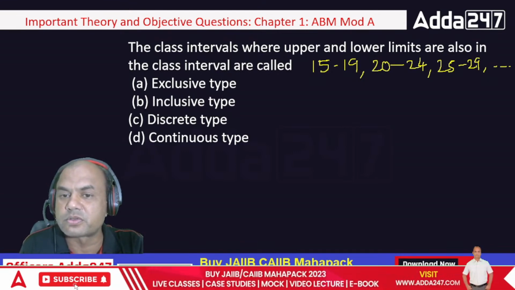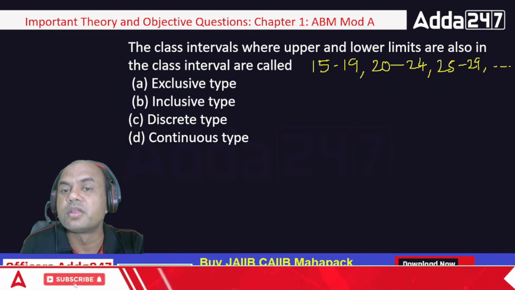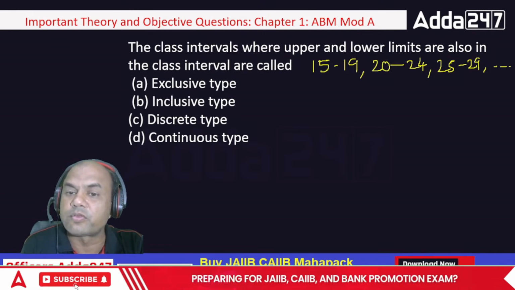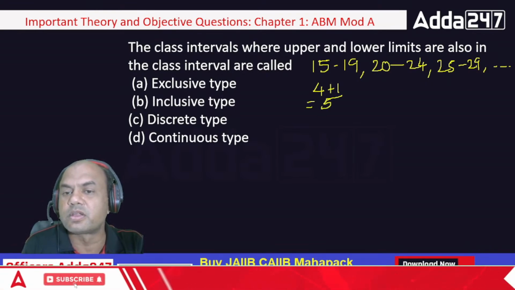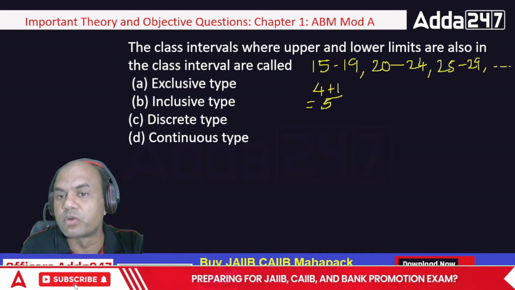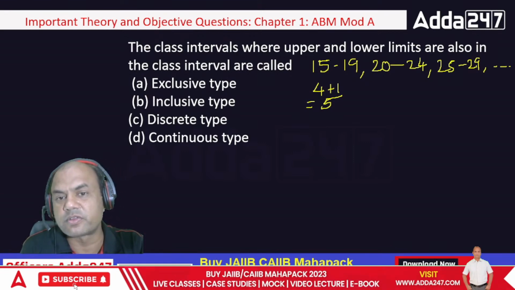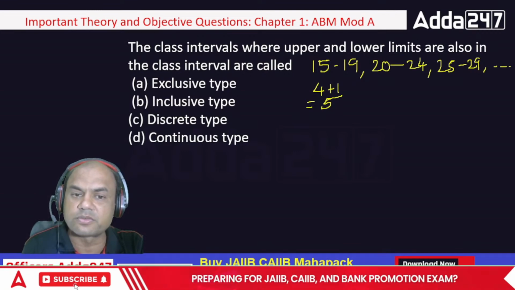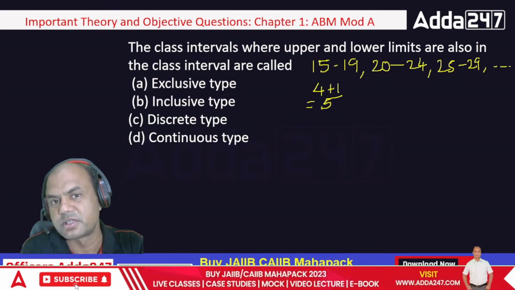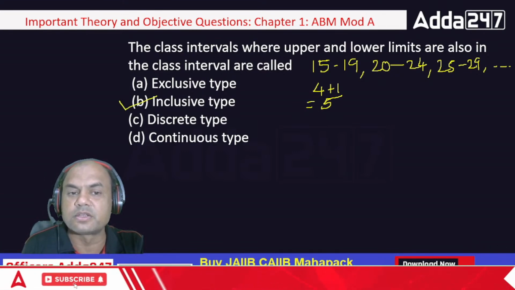So what will be the difference over here? See here, 19 minus 15 is 4, plus included. So this 19 automatically gets included, but 15 has to be included. So that width will be 4 plus 1, which is equal to 5. Similarly over here, 24 minus 20 plus 1. That's why the width again remains the same. So the class interval where the upper and the lower limits are included is known as what type? Exclusive, inclusive, discrete or continuous? Just now we saw this type of distribution. It is called the inclusive type.